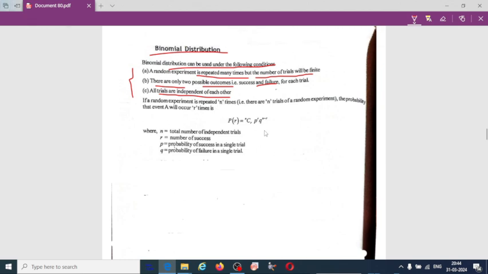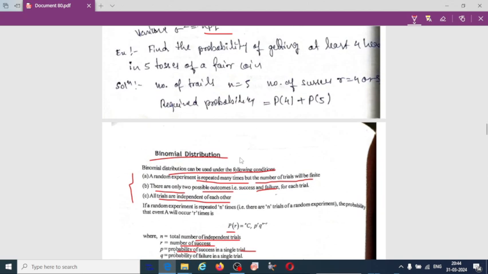We can write the probability distribution for binomial, which is given by this equation. P of r is equal to nCr p to the power r q to the power n minus r. N is what? Total number of independent trials. R is the number of successes, p is the probability of success in a single trial, and q is the probability of failure in a single trial.